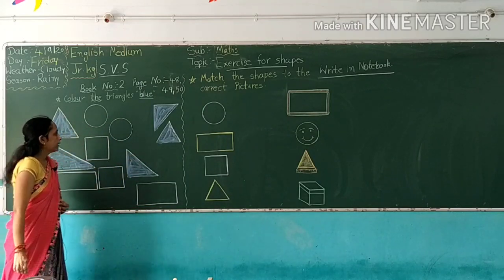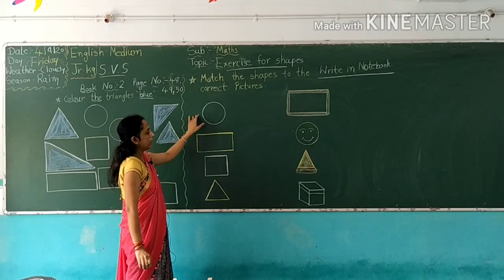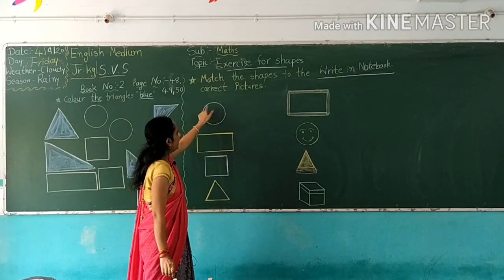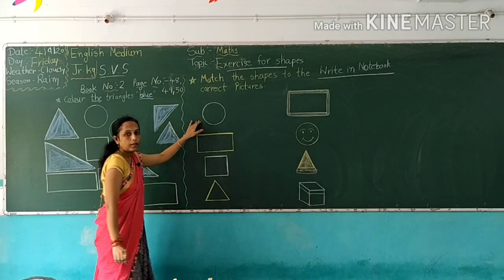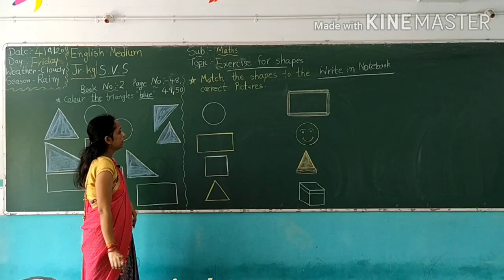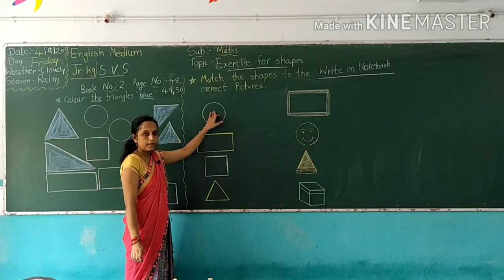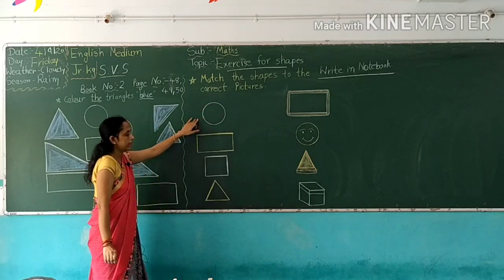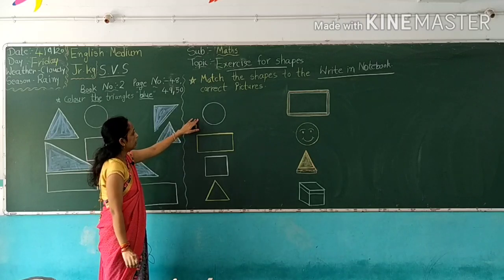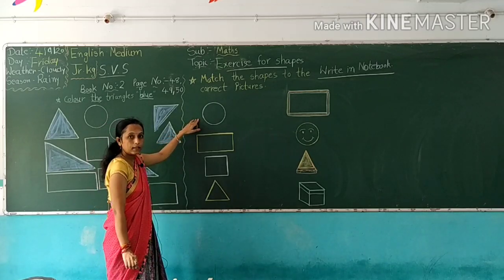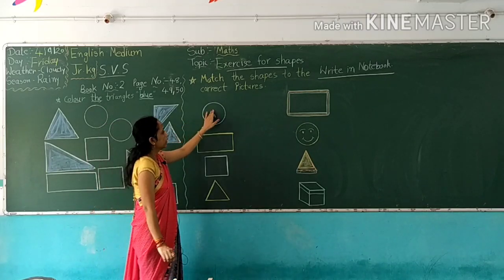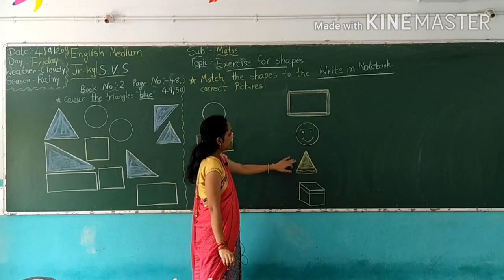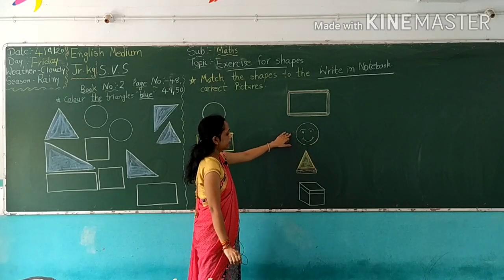And next, our second exercise is match the shapes to the correct pictures. Okay, match the shapes to the correct picture. So students, tell me, which shape is this? This is a circle. So which picture is similar to this circle? Tell me. This? No. This? No. This? Yes.